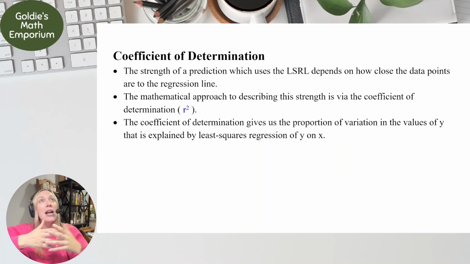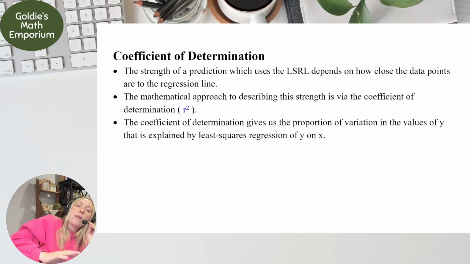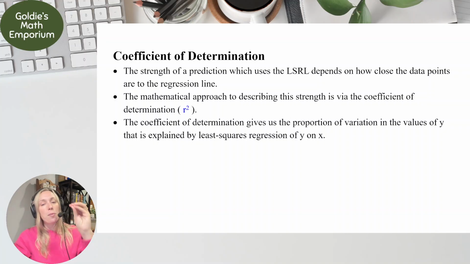I don't want to say it that way, because a lot of students are going to misinterpret this. The script is: the proportion of variation in the values of y explained by the least squares regression of y and x. That's the official AP Stat script that I want you to follow when you are interpreting the coefficient of determination. In layman's terms, it's just a way for us to measure how strong our predictions are.